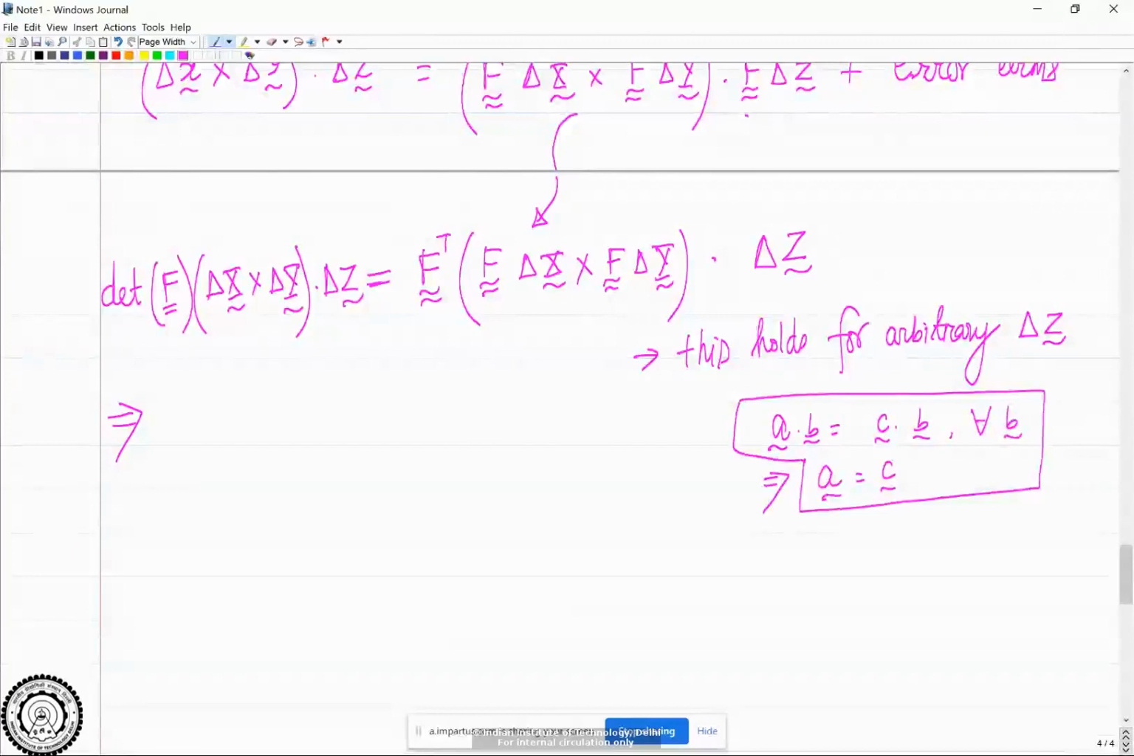Yes, sir. Yeah, so this is not difficult. From here you can say, for example, A minus C dot B is equal to 0, and B is arbitrary. Means A minus C must be equal to 0 because B is arbitrary. If B were a constant, then this just says that A minus C is perpendicular to B. But because B is arbitrary, A minus C must be equal to 0 or A equal to C.